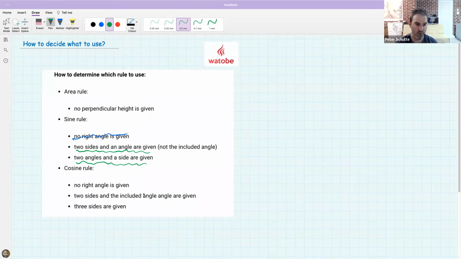The cosine rule is generally used when you're given 2 sides and the included angle, or if you're given all 3 sides. That's generally when those tools are used. But in reality, you learn it by doing questions with them. That's how you do it.